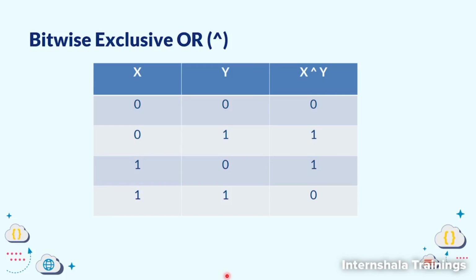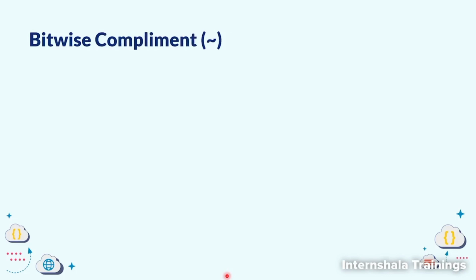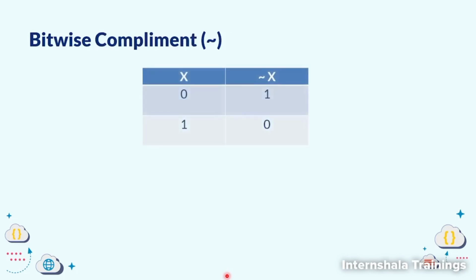Let's check the next operator, that is bitwise complement. Bitwise complement just returns the negation, and it is represented by the tilde symbol. It just changes the 0 bit to 1 and 1 bit to 0.